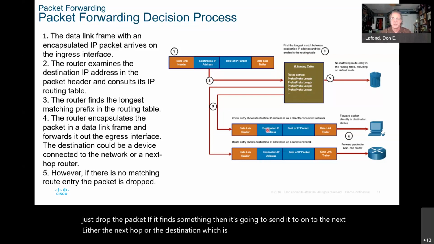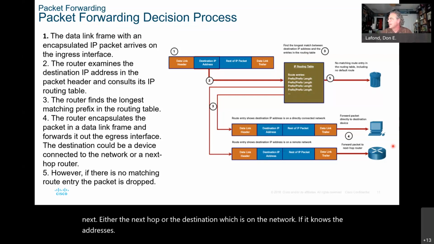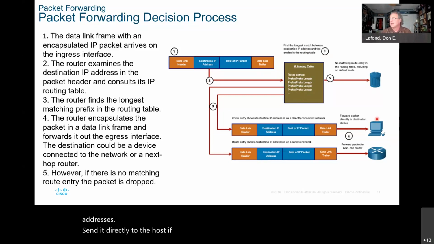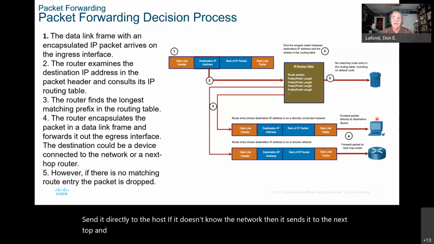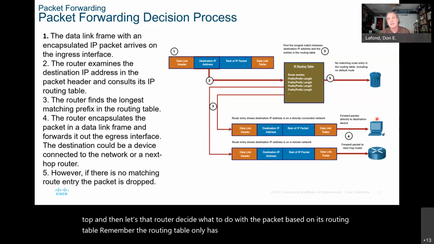If it knows the address, it sends it directly to the host. If it doesn't know the network, then it sends it to the next hop and lets that router decide what to do with the packet based on its routing table. Remember, the routing table only has information about networks it knows about, that is learned in EIGRP.